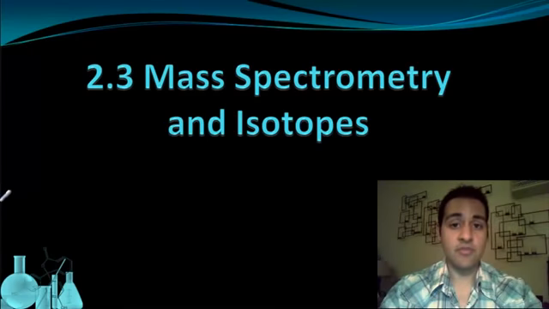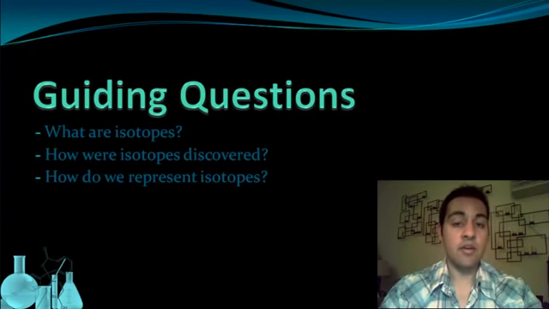Welcome to Mass Spectrometry and Isotopes. In an earlier video, we discussed how Dalton said that atoms of different elements can be distinguished by their mass. Since then, we've learned that that's not entirely true, that atoms of different elements are actually distinguished by their number of protons, or atomic number.